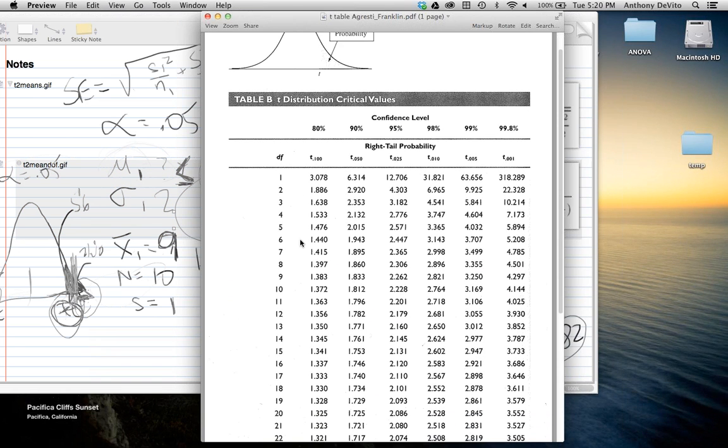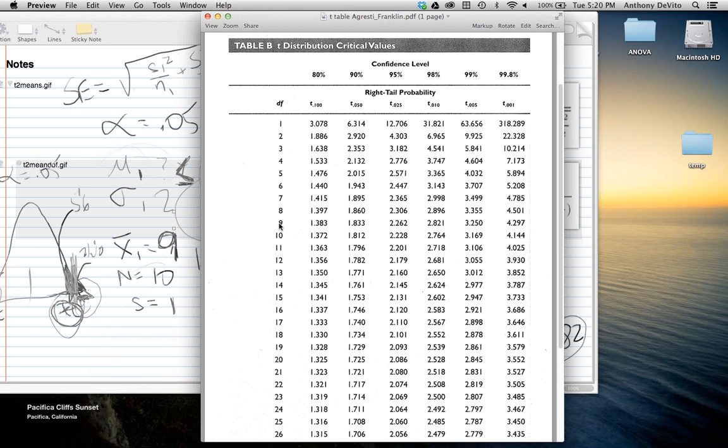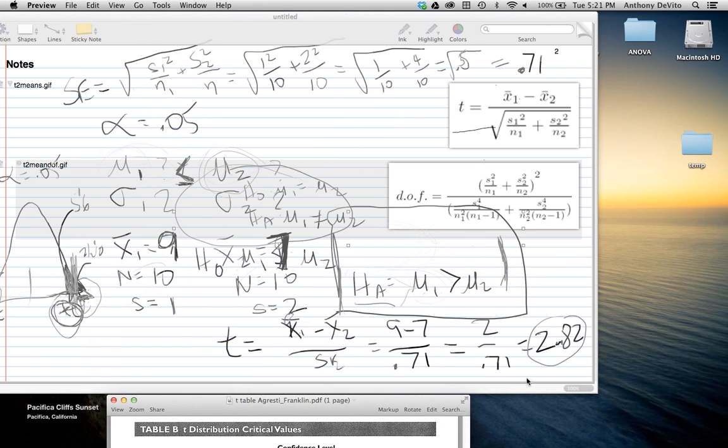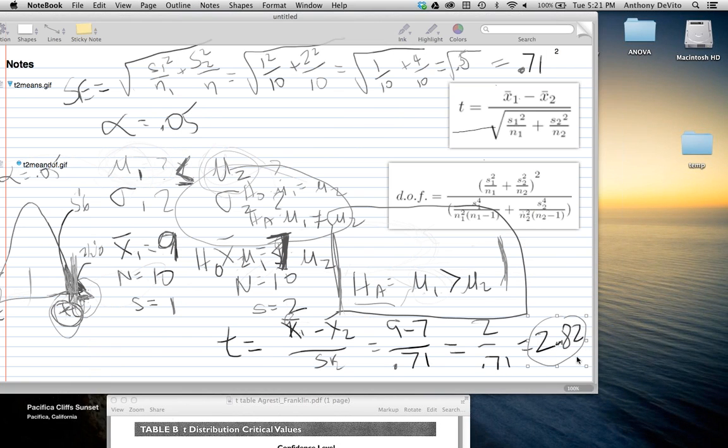Okay, so let's look up what the 9 degrees of freedom is going to be for our one-tailed test. Our t-critical is going to be 1.833. So, do I exceed my t-critical with 2.82? I do. Are these two means far enough apart, given the variability in the sample, for me to reject my null hypothesis?